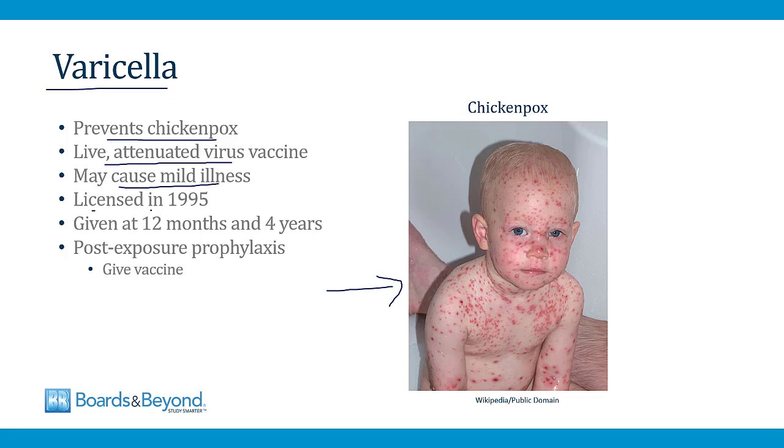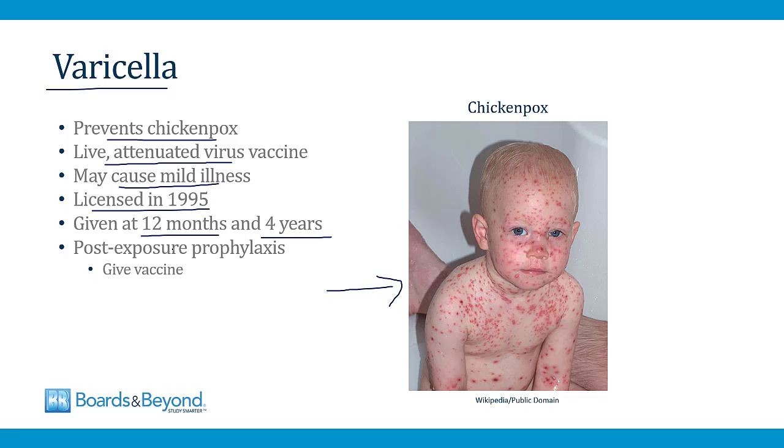This vaccine was licensed in 1995, so when I was a kid I had chickenpox and so did every other kid, but that doesn't happen anymore because of this vaccine. The schedule is 2 dosages, one at 12 months and one at 4 years. And because you have to wait 4 years before the child is fully vaccinated, sometimes children are exposed before receiving both dosages. For example, they might be exposed to an adult who has herpes zoster.